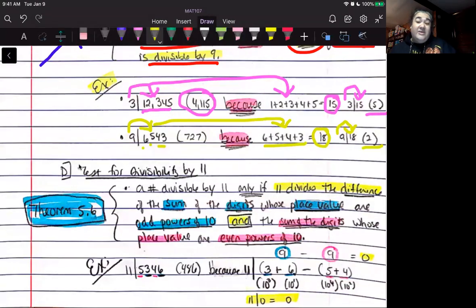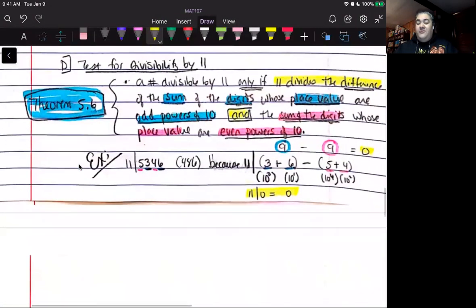So because it fulfills the theorem, we know that 9 will go into 6,543 evenly with a remainder of 0. And if you put that into a calculator, it does. It goes in 727 times. Okay? All right. Let's move on to Theorem 5.6, which is the test for divisibility of 11.